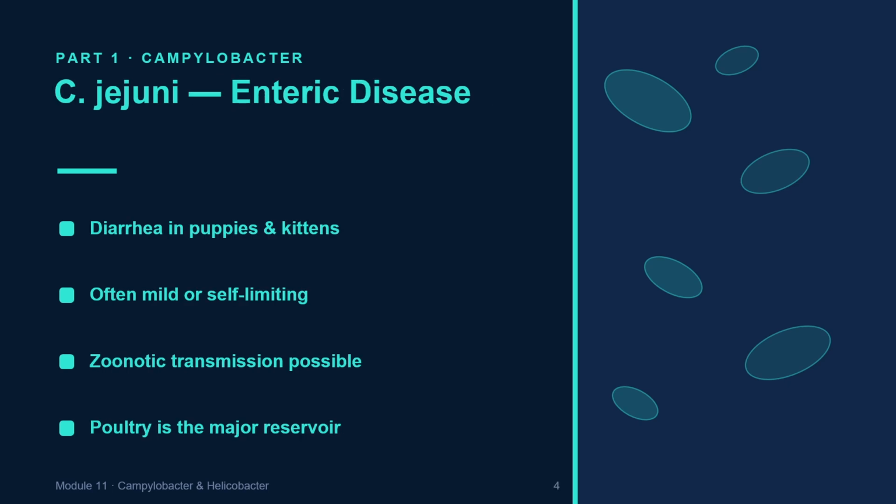In small animals, C. jejuni causes diarrhea, especially in young, stressed, or crowded puppies and kittens. Clinical signs range from mild loose stool to watery diarrhea with mucus. Many infections are self-limiting, but zoonotic transmission is possible, especially in households with children or immunocompromised individuals. Poultry is the major reservoir globally, which is why food safety messaging emphasizes proper handling and cooking of chicken.